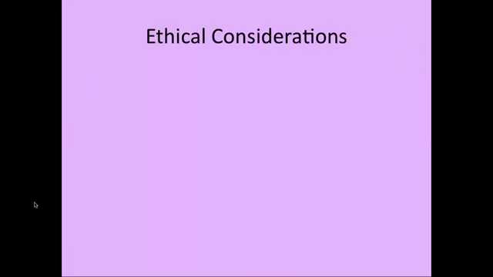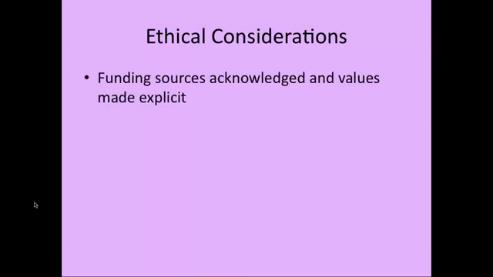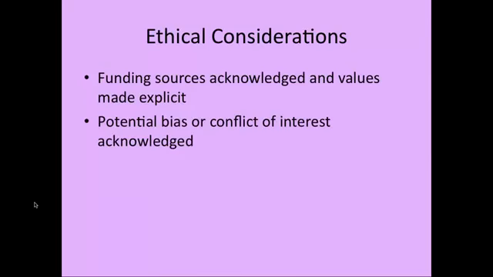And then somewhere in the paper, there should be attention to some ethical considerations. So if the study was funded, the funding source needs to be acknowledged and any values made explicit. Any potential bias or conflict of interest should be acknowledged. So if a researcher is also an employee at an agency being studied, that should be acknowledged. The study should be reviewed by an institutional review board, and it should say somewhere in the article that it was reviewed and approved by an IRB or by some other body that has oversight capacity.